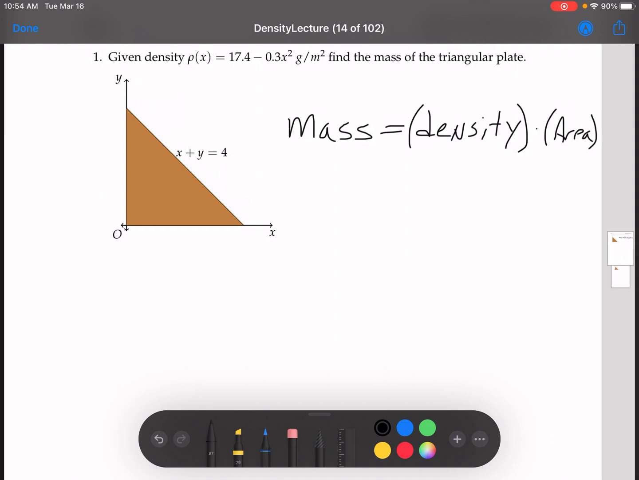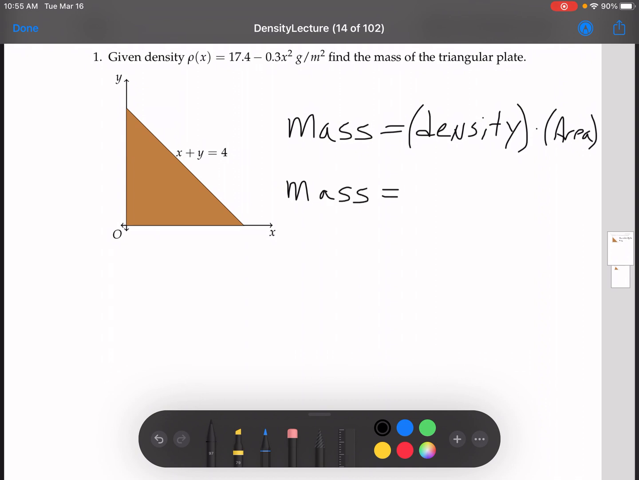But as you can see, the density is variable. So we have our density function. Density, we'll use this symbol rho for density. And you can see that our density function is variable. It varies as x varies. So because our density varies, we need to use an integral.